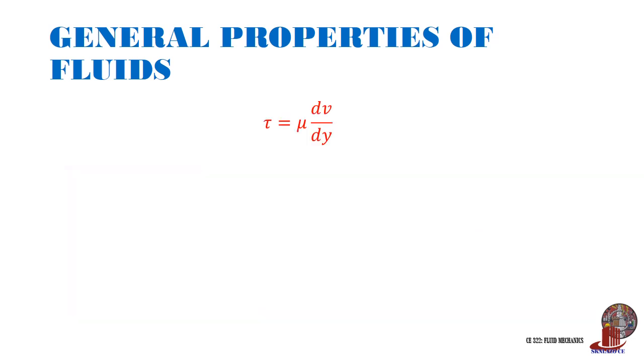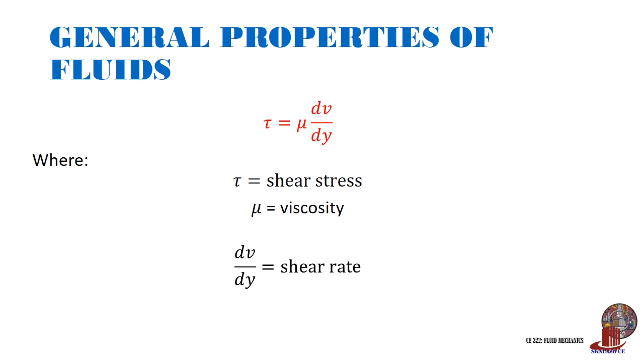The formula involving viscosity is given with the stress format where tau is equal to mu times the shear rate given in derivatives. Note that tau is the shear stress, which is equal to force all over area, mu would be viscosity, and dV over dy would be the shear rate.